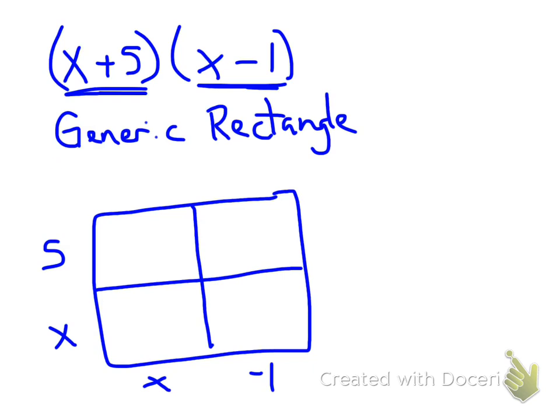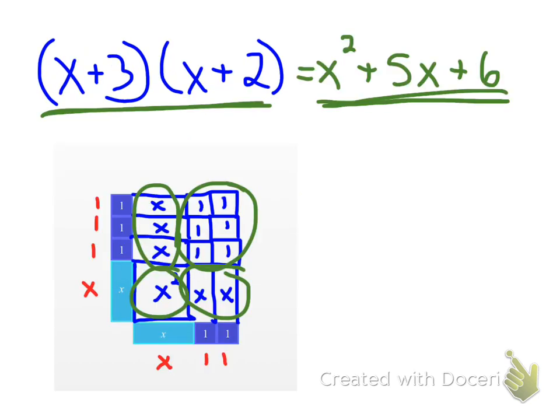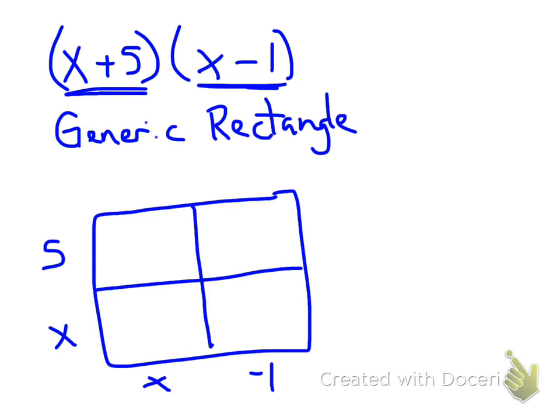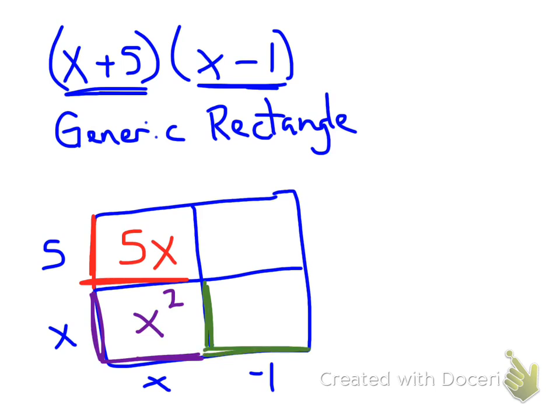But now I'm going to be doing the same ideas as the last problem. In the last problem, I had an x squared, or an x times an x, giving us an x squared. And that's what I have here as well. An x times an x will give me x squared. A 5 times an x will give me 5x. An x times a negative 1 will give me a negative 1x, or just a negative x. And a 5 times a negative 1 will give me negative 5.